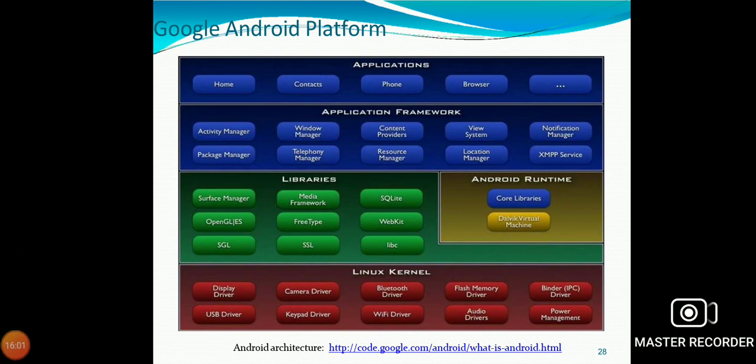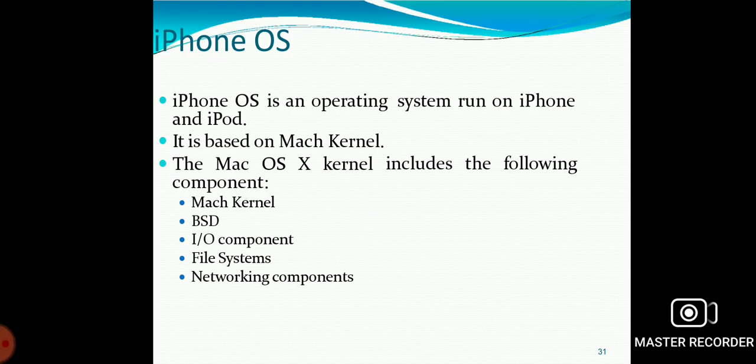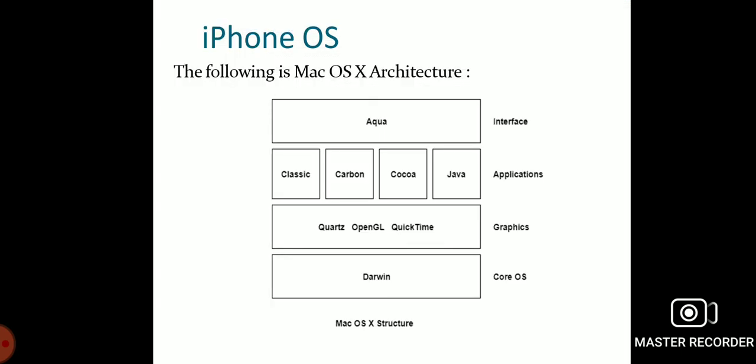Now we can move to the iPhone operating system. The iPhone operating system is an operating system that runs on iPhone and iPod. It is based on the Mac kernel. The Mac OS X kernel includes the following components: the Mach kernel, BSD, I/O components, file system, networking. Now we can move to the architecture of this operating system.